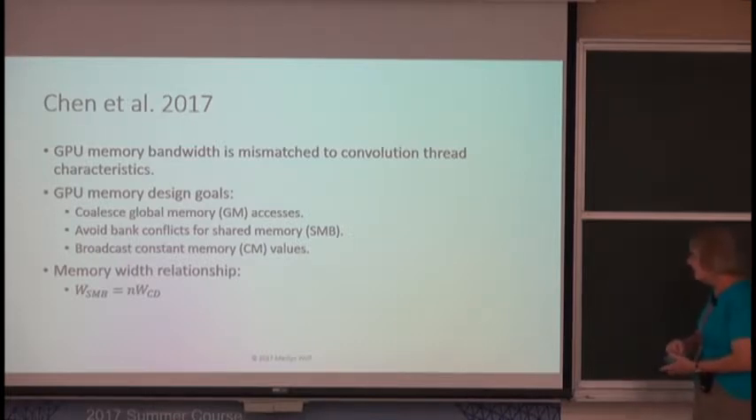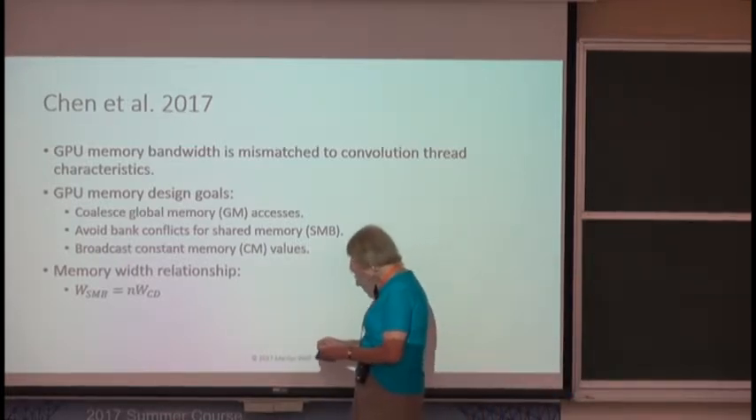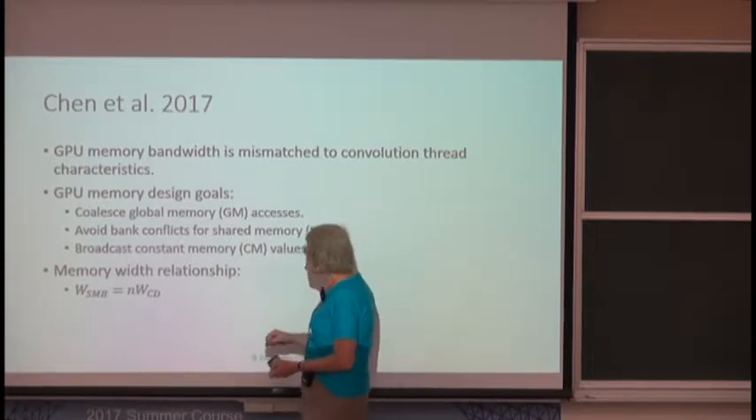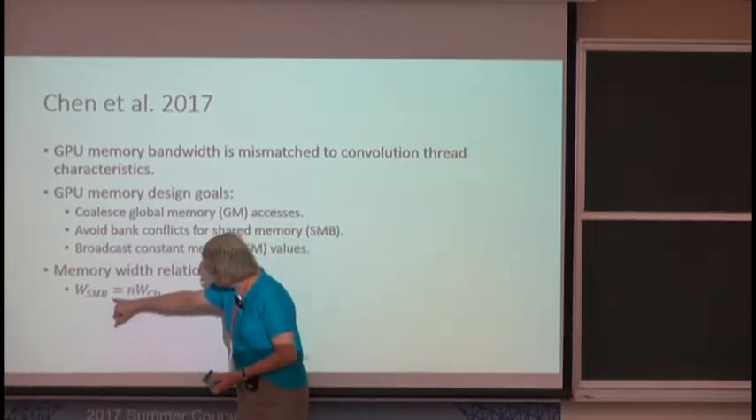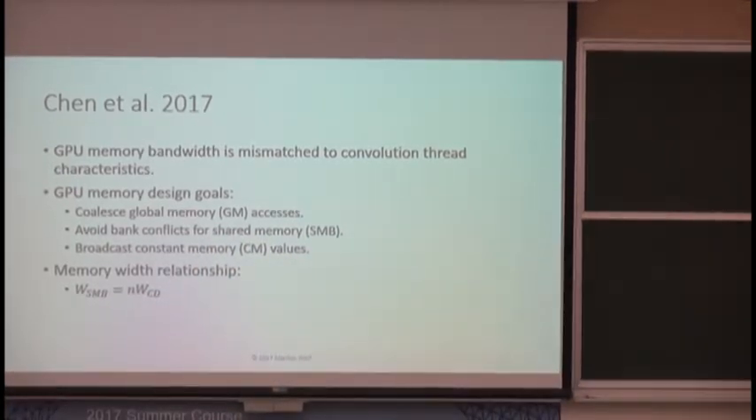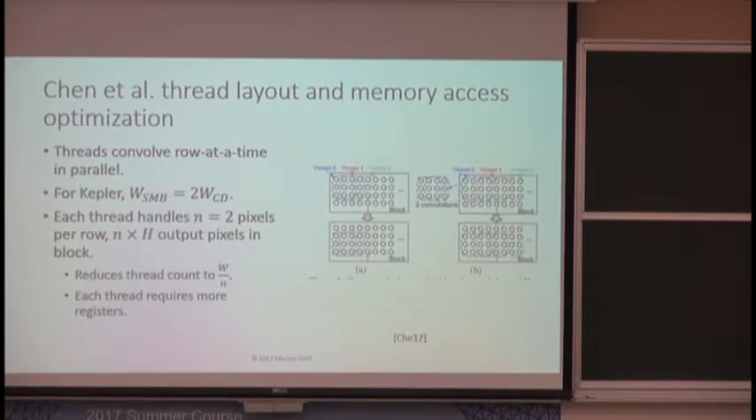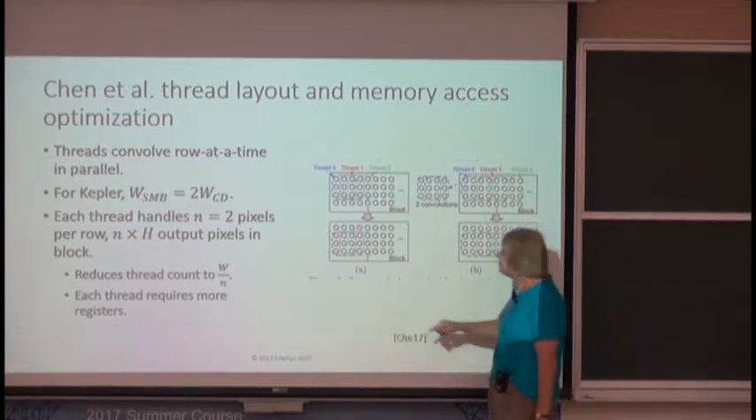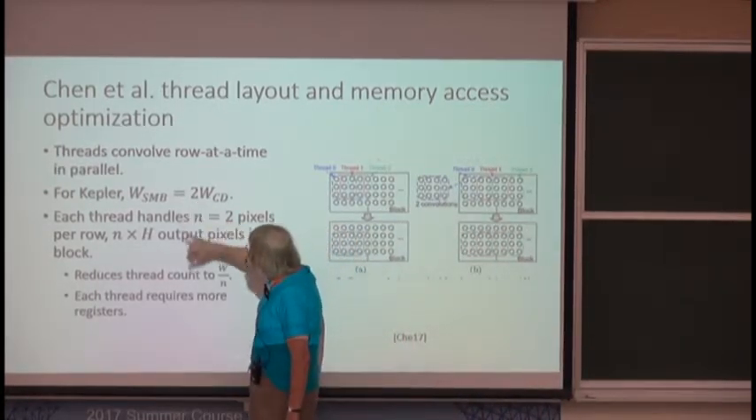So they observe that the width of the memory for the symmetric processor is a function of the convolution distance, right? So we're doing a set of convolutions at once. In particular, for the Kepler GPU, that value is 2.